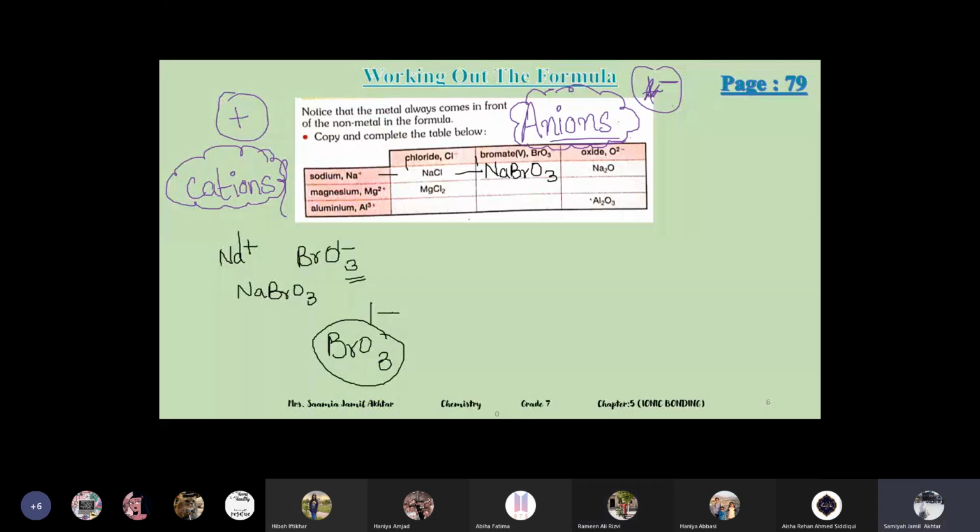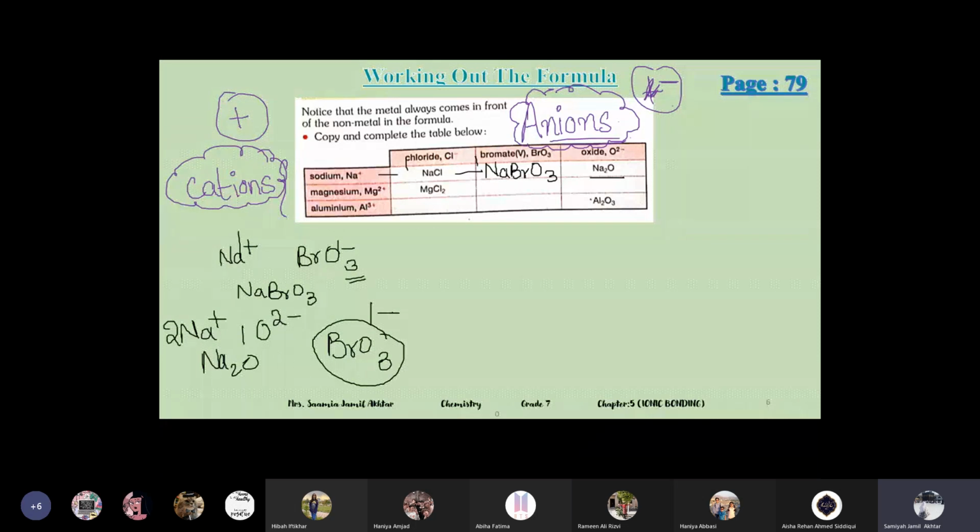Now sodium oxide, simple, we have done sodium oxide before also. Sodium is 1 plus, see the charges are given to you, oxide 2 minus. So how will we balance? Teacher, we will multiply 2 with sodium and 1 with oxygen. So it will be Na2O, which is already written. MgCl2 is also written.